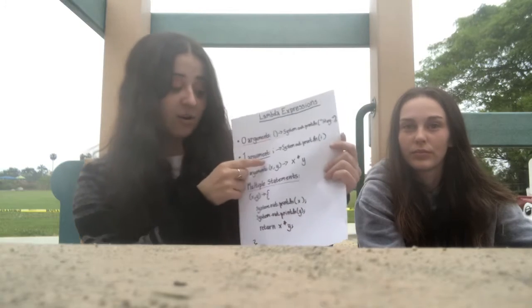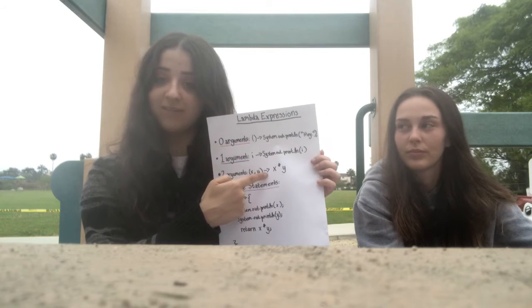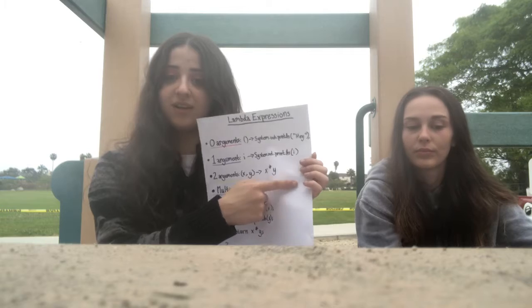The lambda is expressed as an arrow to the right. You're going to say the arguments, and then you're going to make an arrow pointing to the right, and then you're going to leave your expression body. And so that is the basic gist of lambda expressions.